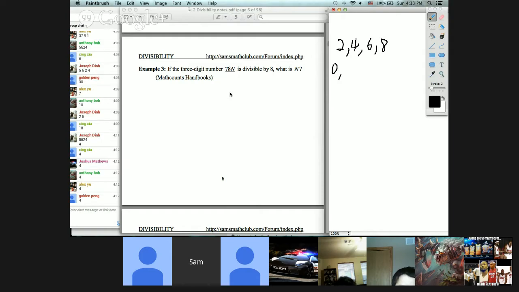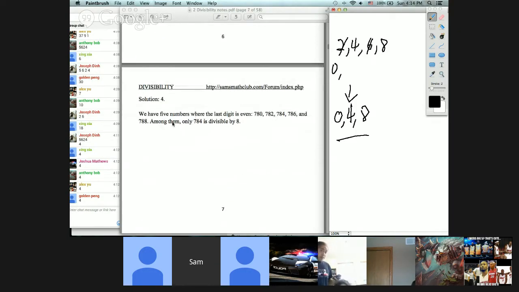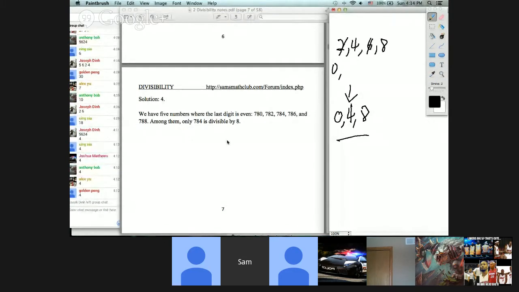And also, if it's divisible by 8, then the last 2 digits have to be divisible by 4. So for the last 2 digits to be divisible by 4, this doesn't work, this doesn't work, and you're left with 4, 0, and 8. So instead of having to try all those 1 through 9, now you have to only try 3, and if you try it, you see that if you put 4 in there, it's divisible by 8. So generally, the last digit has to be even, and then it has to be divisible by 8.